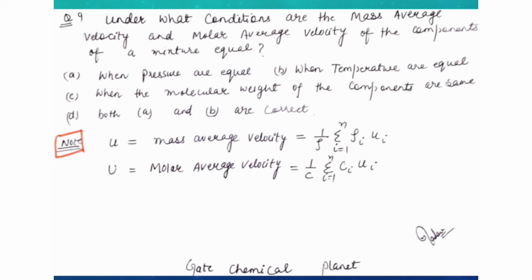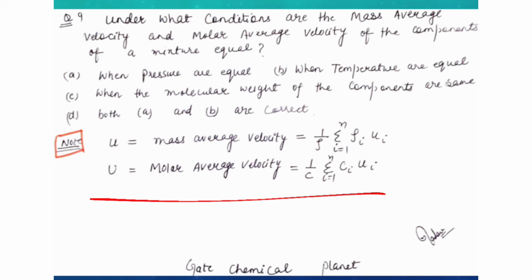Question number 9 is, under what condition are the mass average velocity and molar average velocity of the components of a mixture equal? And here the mass average velocity is represented by small u, which equals 1 upon rho summation i equals 1 to n of rho i ui, and molar average velocity is given by capital U equals 1 upon c summation i equals 1 to n of ci ui.